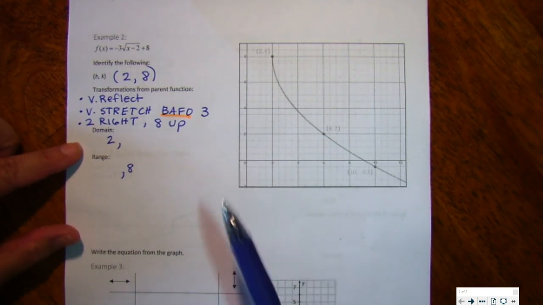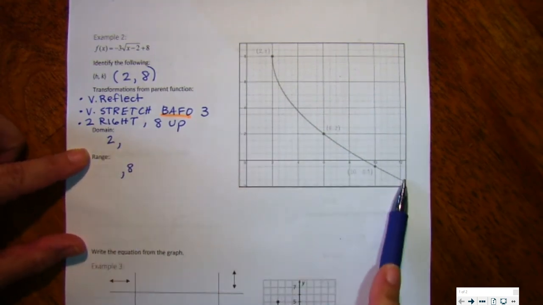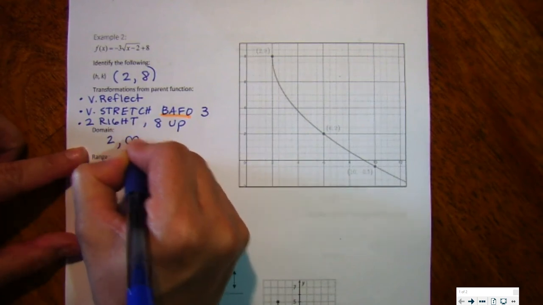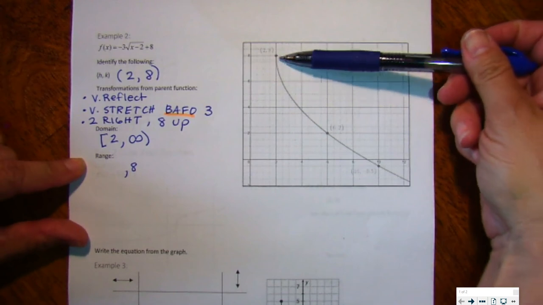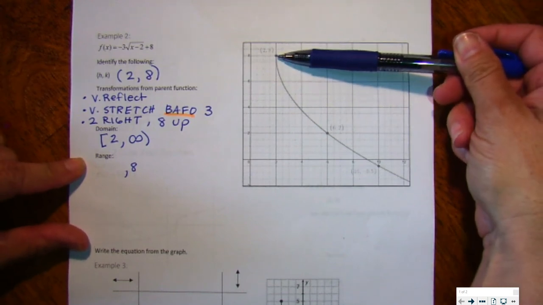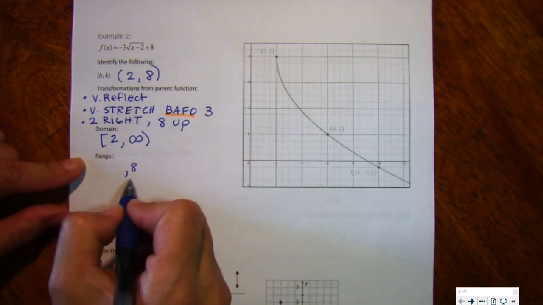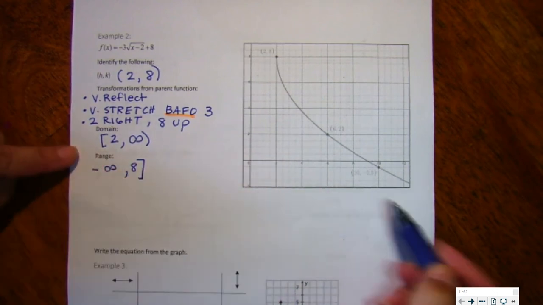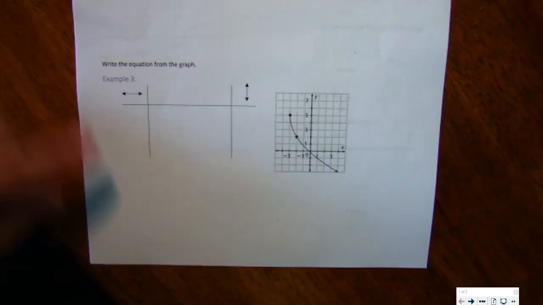Let's talk about domain. Domain is always going to be h to positive infinity for our unit. And then if you notice for the range, the 8 is as high as it gets. So the K value is still part of the range, but the K value is the maximum point, and this graph approaches negative infinity. Let's take a look at the next graph.